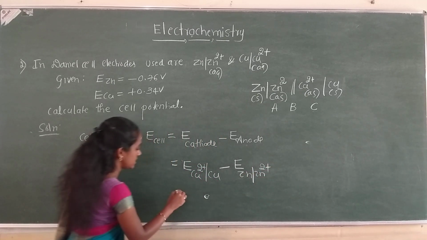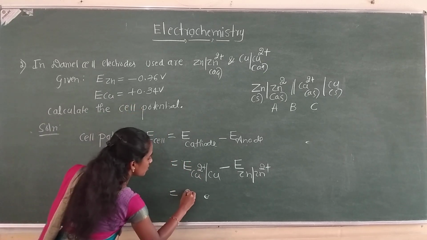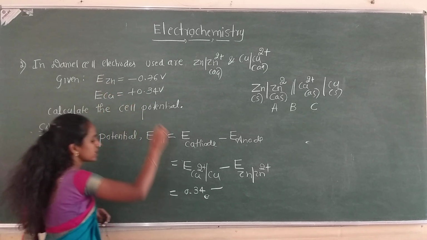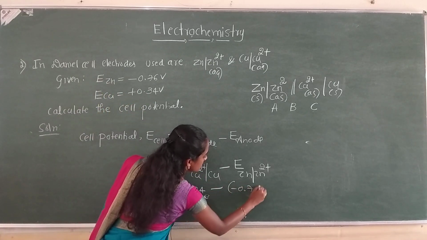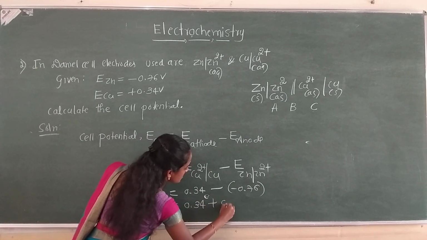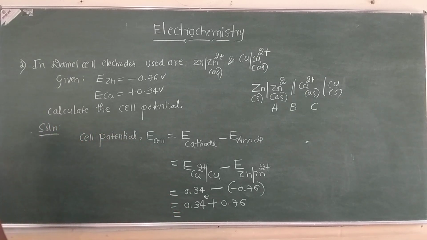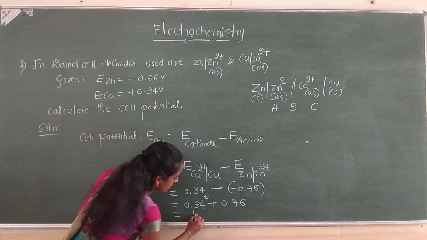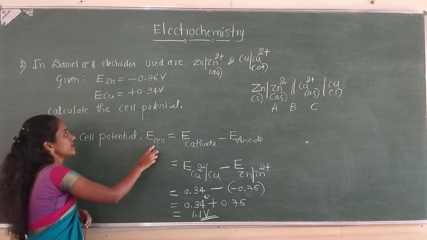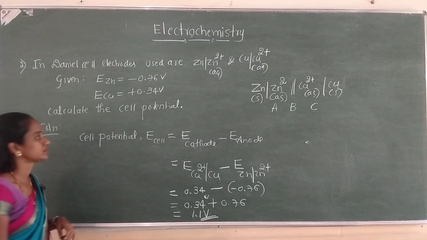So now let us substitute the values. What is the electrode potential of the copper electrode? It is 0.34, minus the electrode potential of the zinc electrode, which is minus 0.76. So the answer is 0.34 plus 0.76, which is equal to how much? It is 1.1 volt. That is the E cell, or cell potential, of the Daniell cell. Clear? Okay.